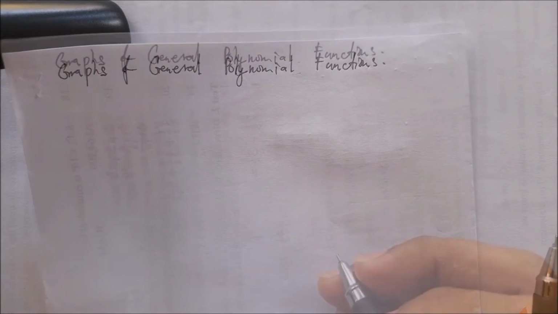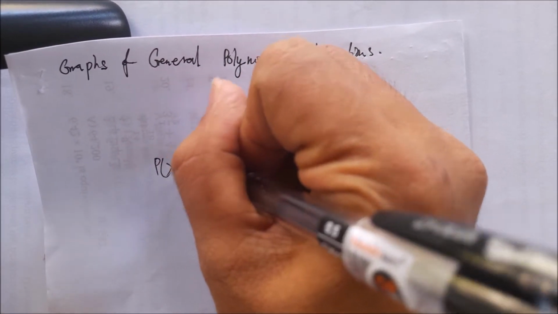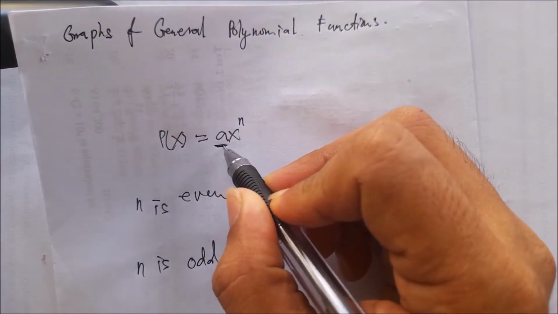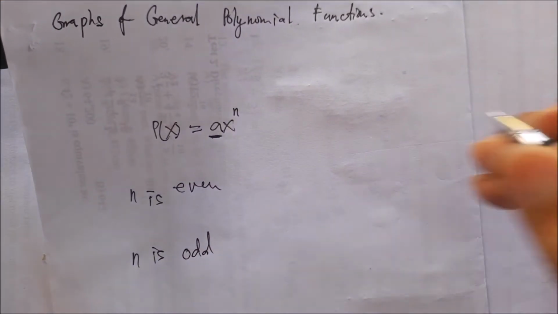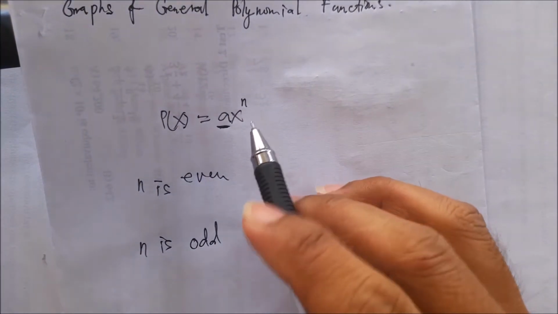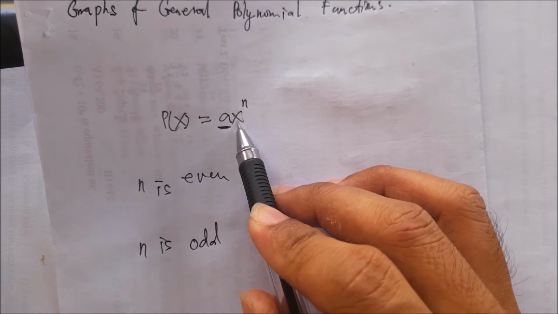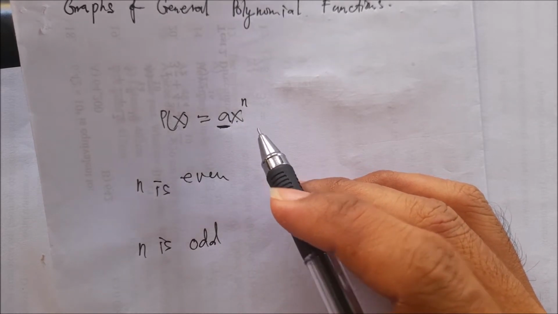How about the graph of a general polynomial function? The graph of p of x equals a x raised to n changes its value. If the equation has coefficients that are positive or negative, what is the form of the graph? So let's observe.